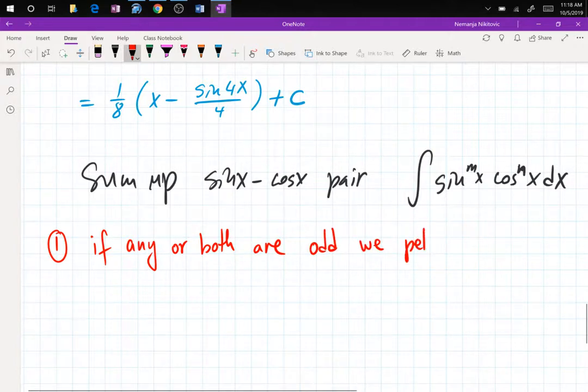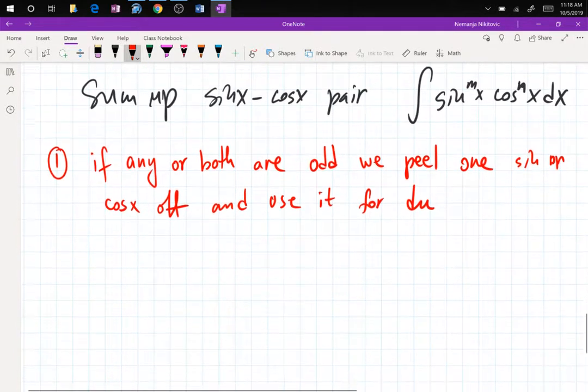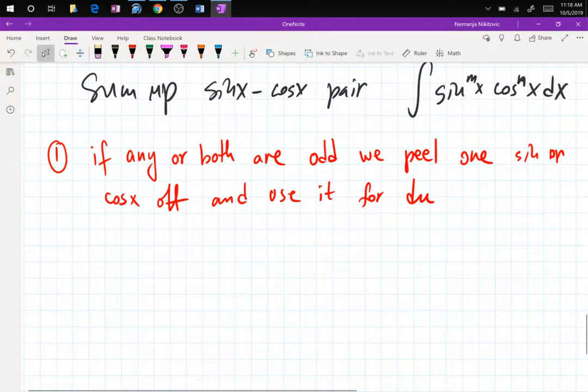we peel one sine or cosine x off and use it for du. Now, this is really a sentence of bare minimum information given, because you are supposed to learn how this thing works, right?